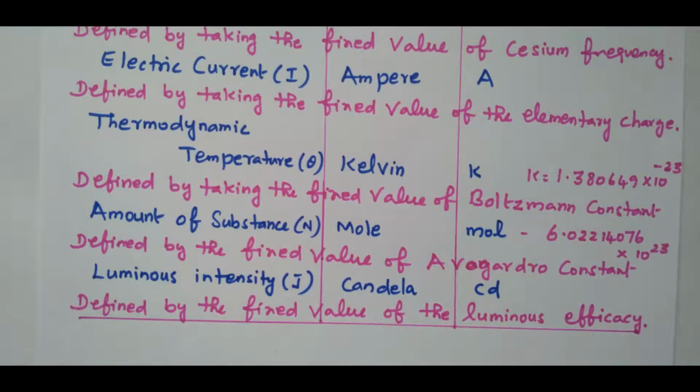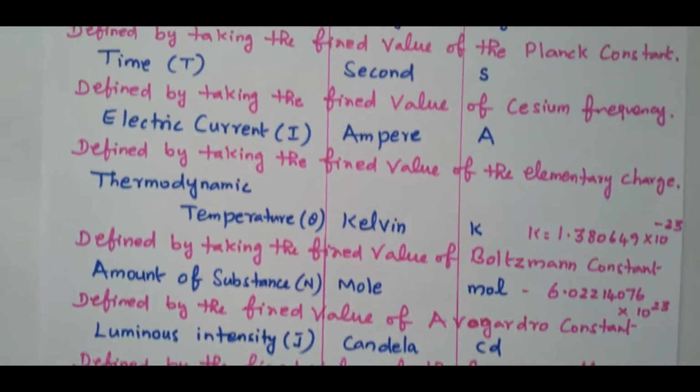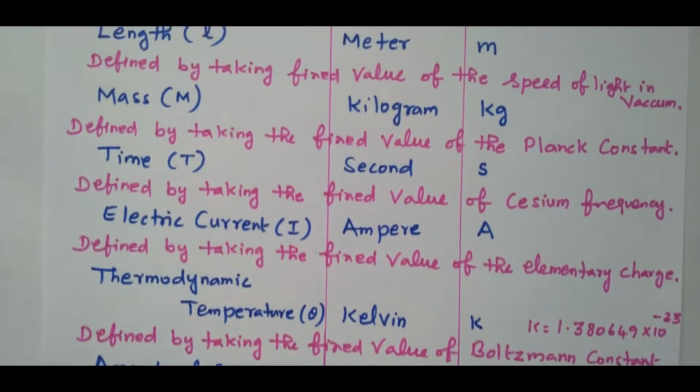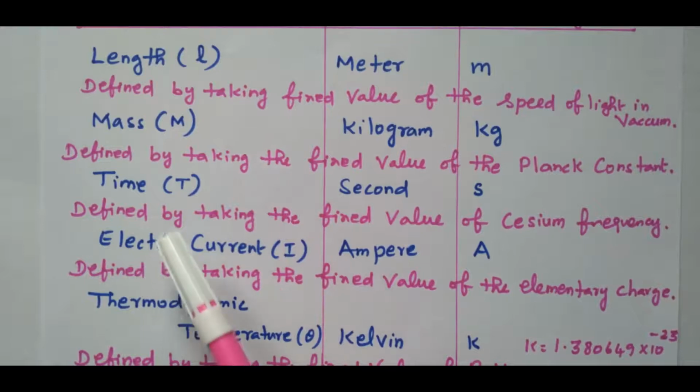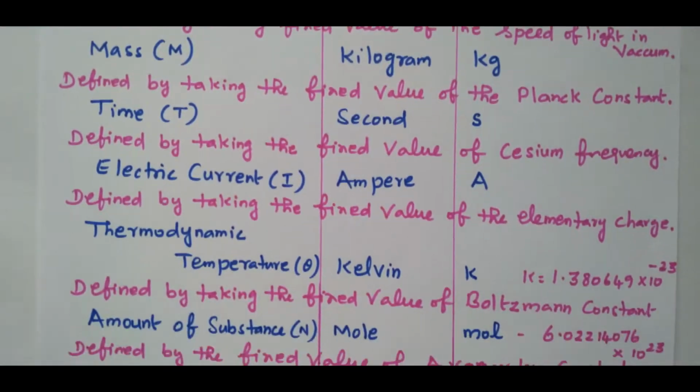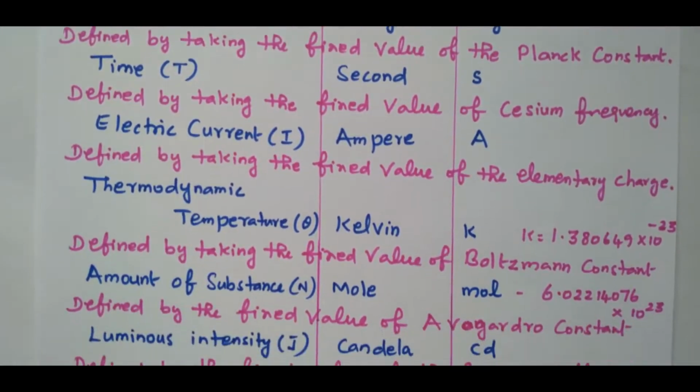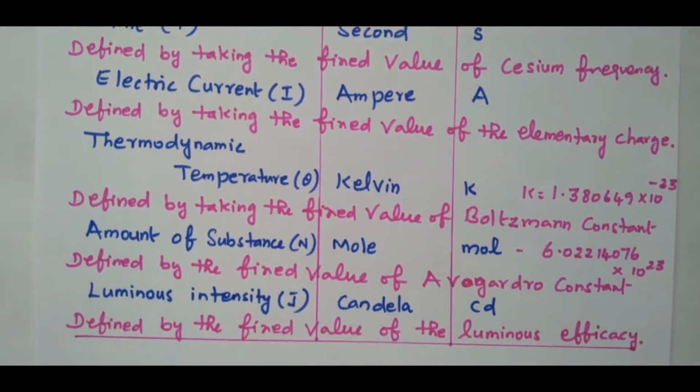So these 7 are the very basic SI units. All other SI units are derived from these base units, right? What are they? Length, mass, time, electric current, thermodynamic temperature, amount of substance, and luminous intensity. For all of them, symbols and units are available, and the details of how they are internationally defined are also available.